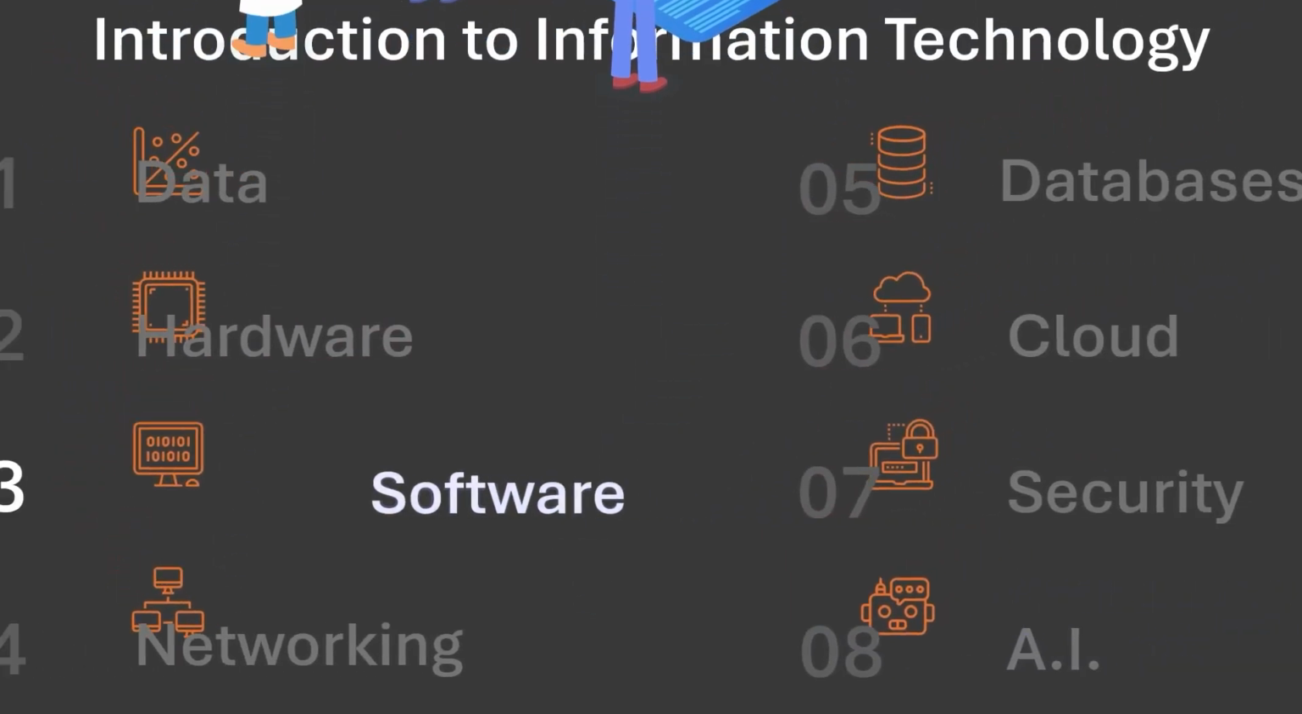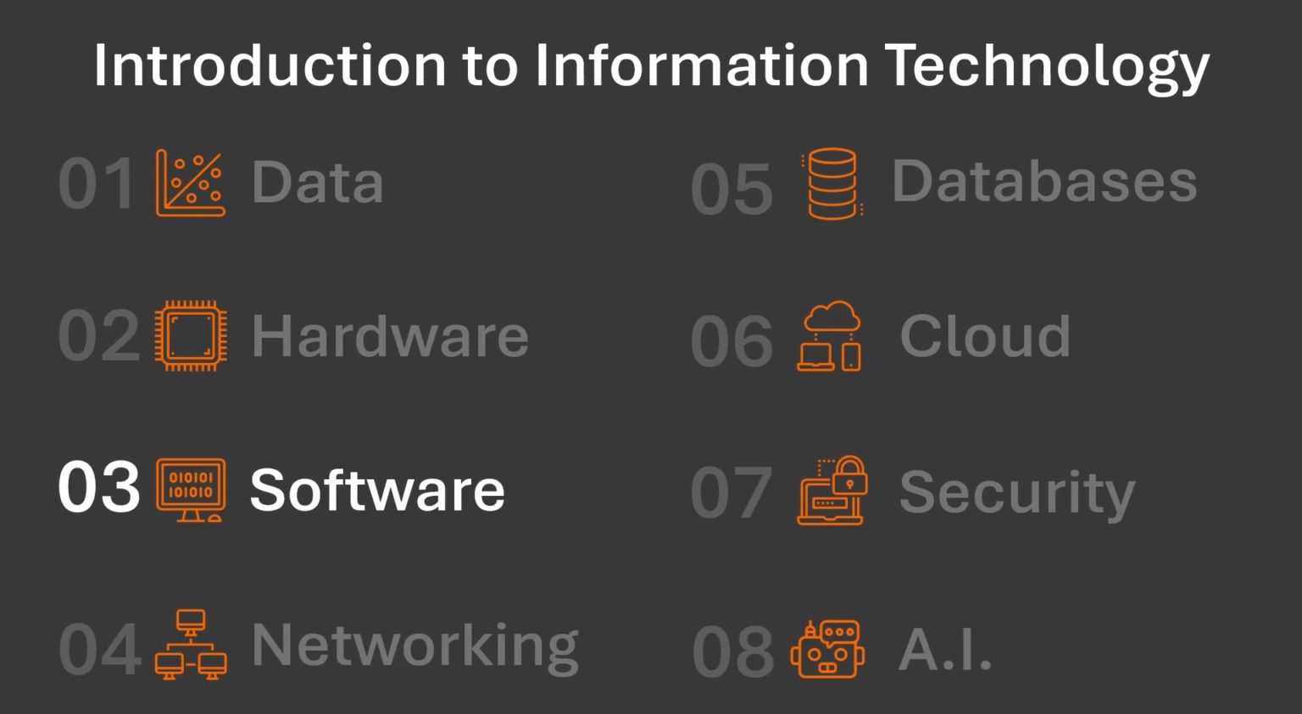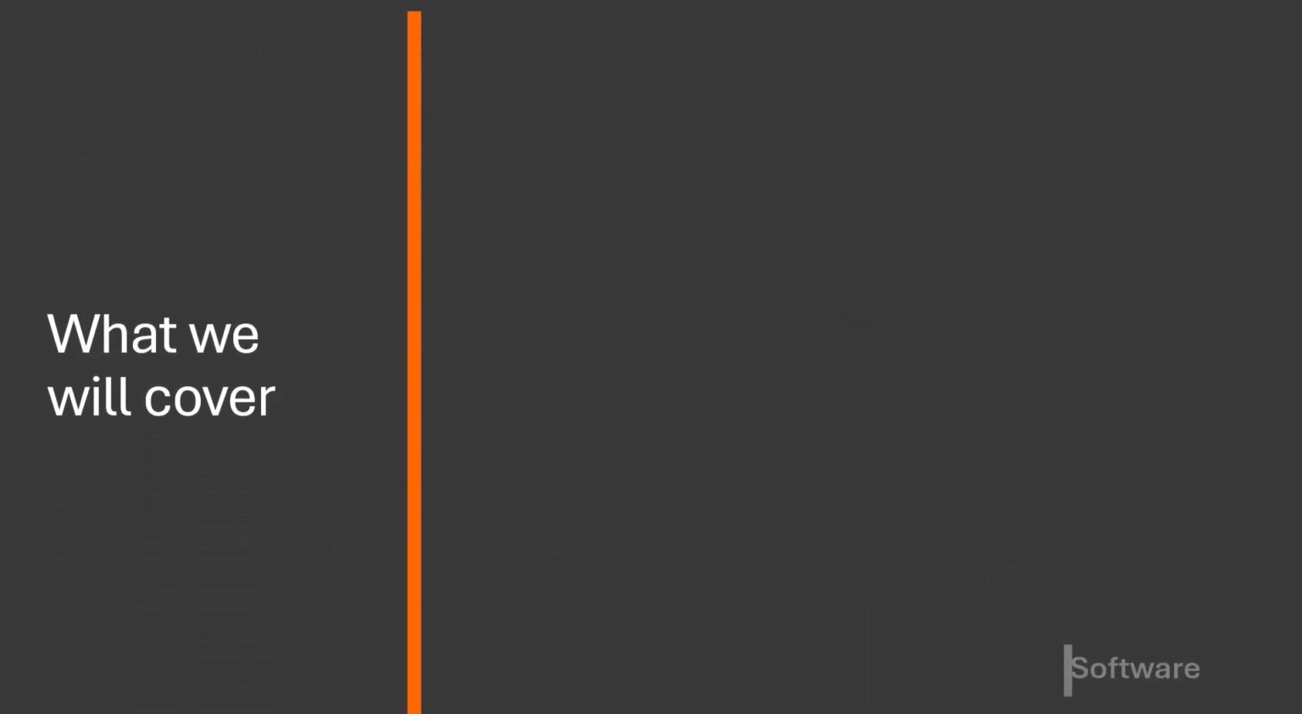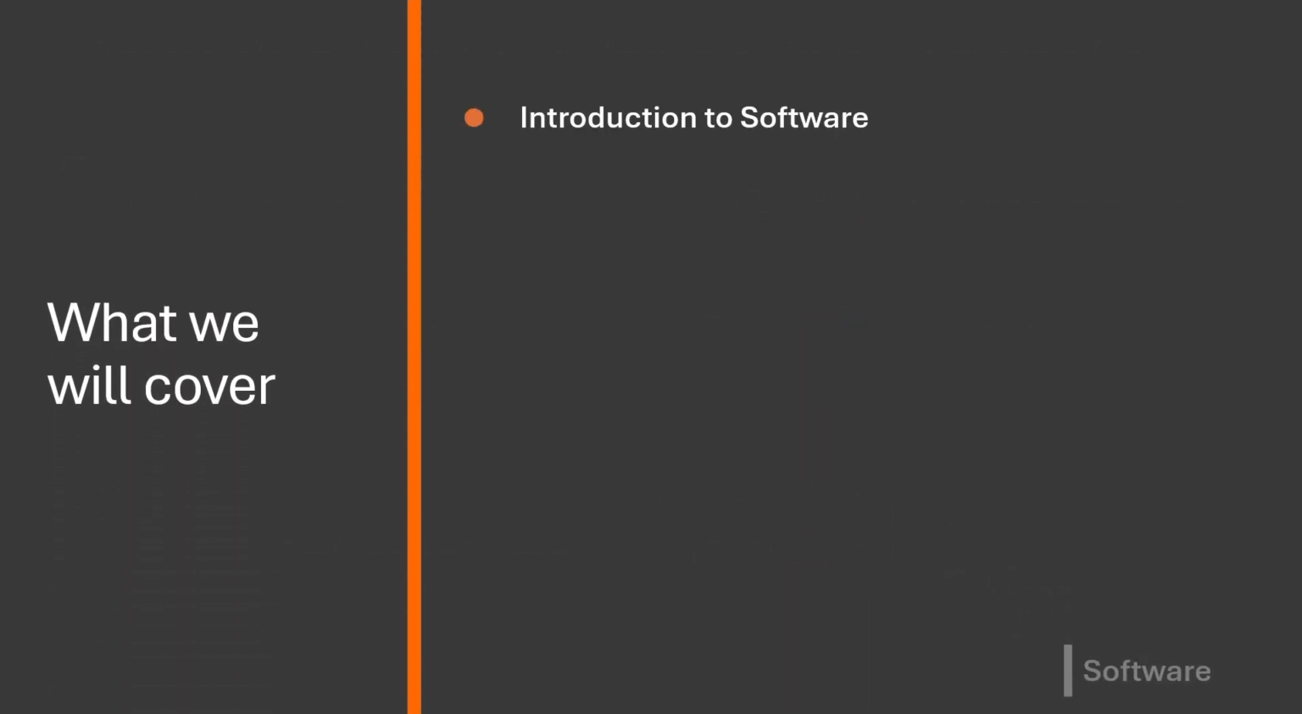This is Chapter 3 of a larger course titled Introduction to Information Technology, and besides an introduction itself, the overall course is designed to bridge the gap between technical IT concepts and their practical application in business operations. In this chapter, we will begin by understanding what software is and its fundamental role within IT systems.